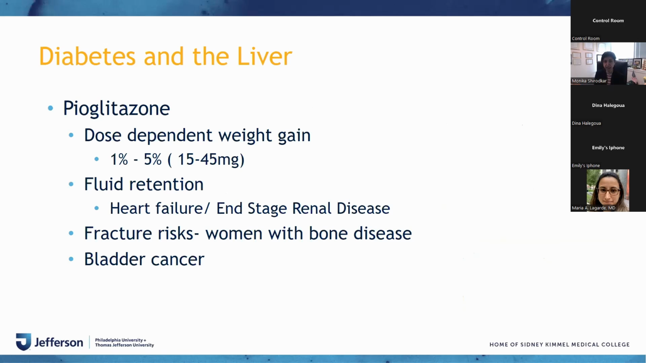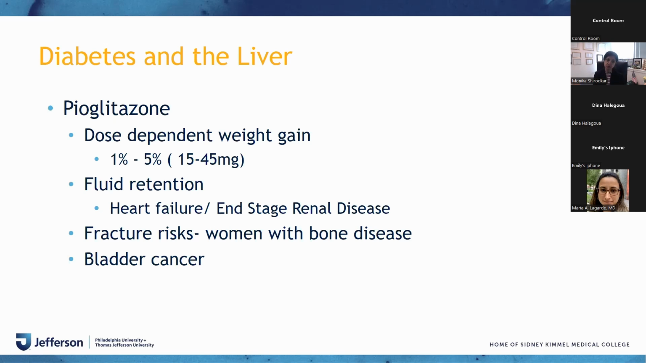And this is the main reason a lot of people shy away from using it because of that weight gain. As you always hear that, your providers are trying to encourage you to lose weight. So why would they put you on a medication that makes you gain weight? Especially if you have underlying heart failure or you have end-stage renal disease where your fluid balance is very important. This is probably not the medication for you.